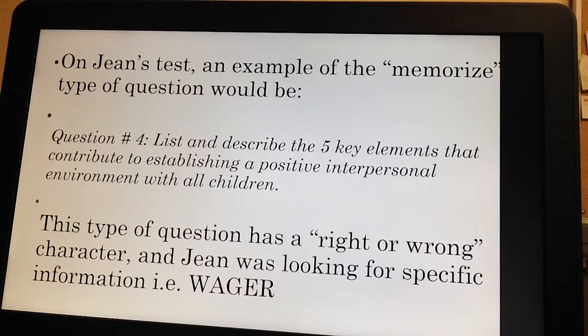On Jean's test, an example of the memorize type of question would be question number 4. And this is from Jean's test. List and describe the 5 key elements that contribute to establishing a positive interpersonal environment with all children. You will remember this. This was question number 4. This type of question has a right or wrong character, and Jean was looking for specific information, in this case, wager. Those are the 5 key elements.